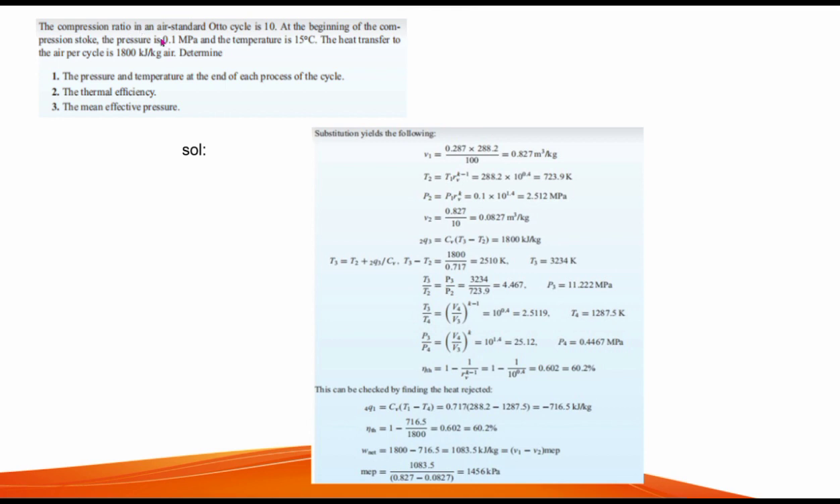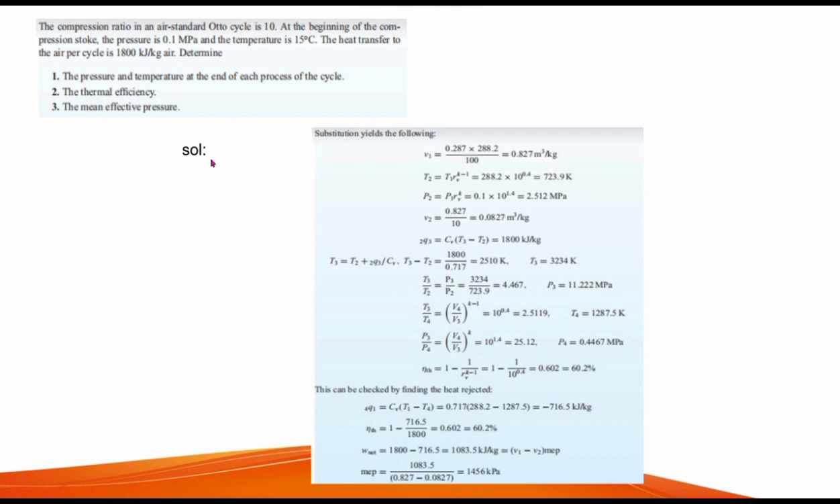The compression ratio of an air standard Otto cycle is 10. At the beginning of the compression stroke, the pressure is 0.1 megapascal and the temperature is 15 degrees Celsius. The heat transfer to air per cycle is 1800 kilojoules per kilogram of air. Determine the pressure and the temperature of each process of the Otto cycle, and then the thermal efficiency. Next is the mean effective pressure.